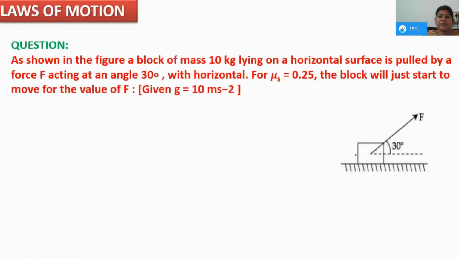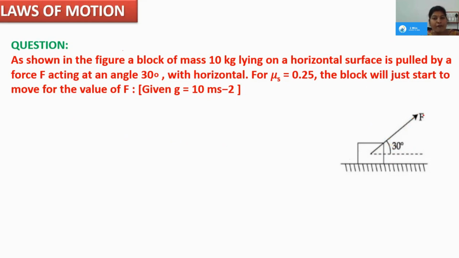As shown in the figure, a block of mass 10 kg is lying on a horizontal surface, which is pulled by a force F at an angle of 30 degrees with the horizontal. The coefficient of static friction is given as 0.25. The block will just start to move for the value of capital F. That means we are going to calculate the capital F value here.